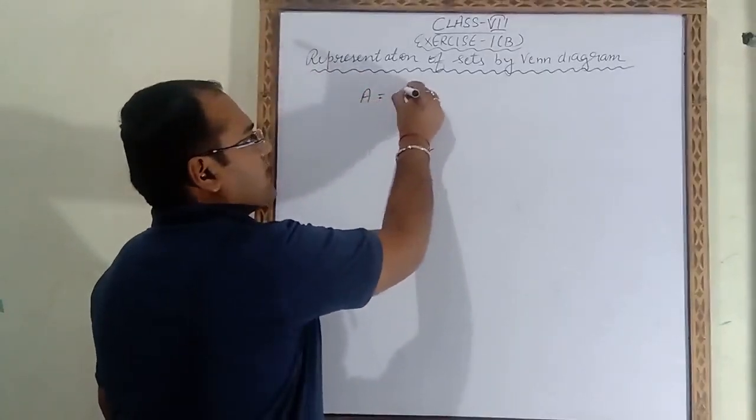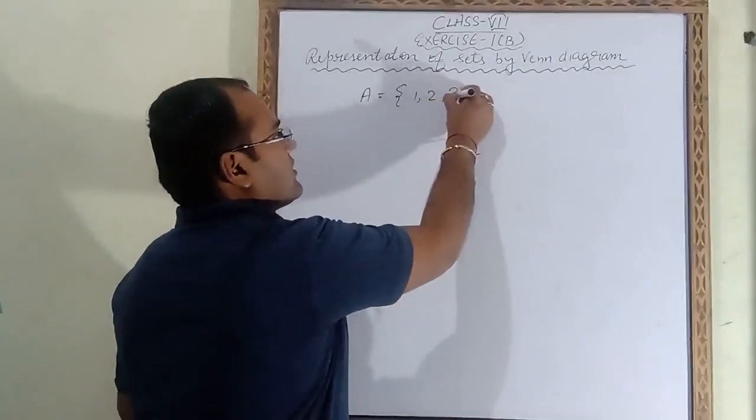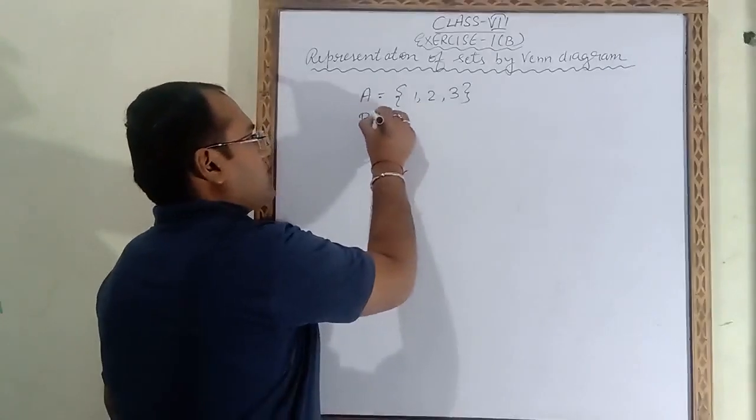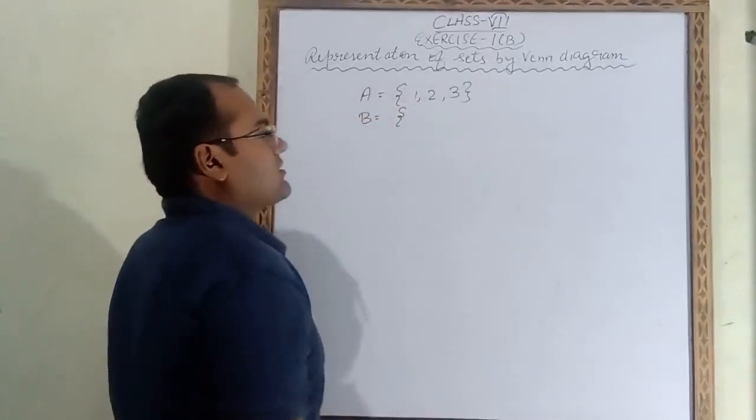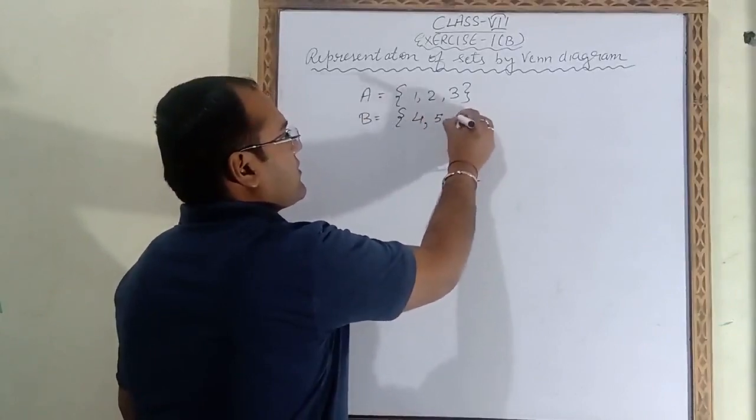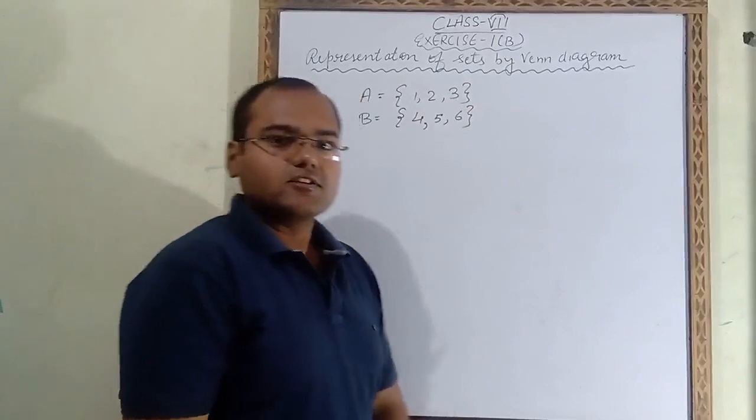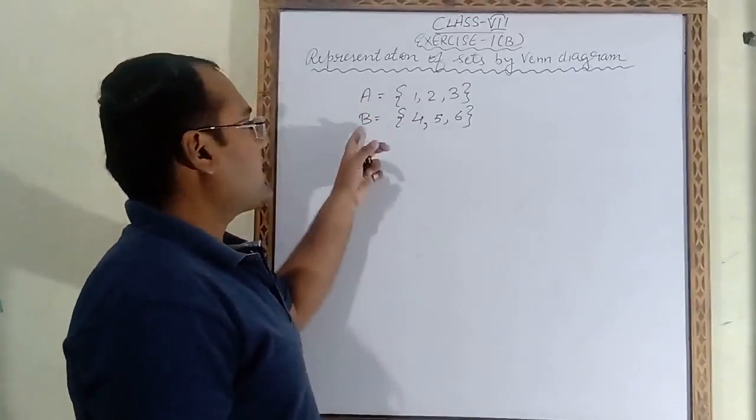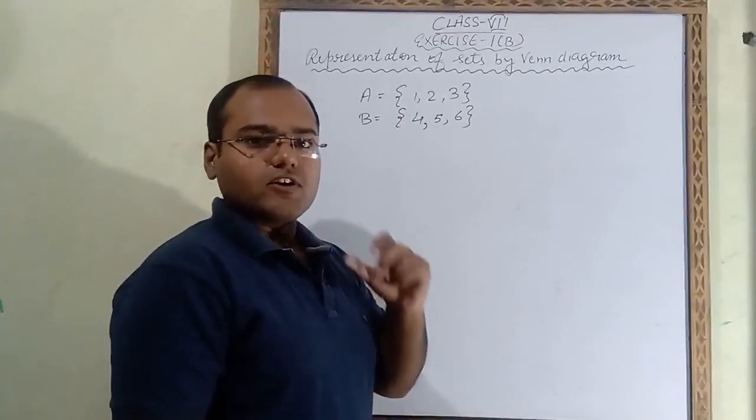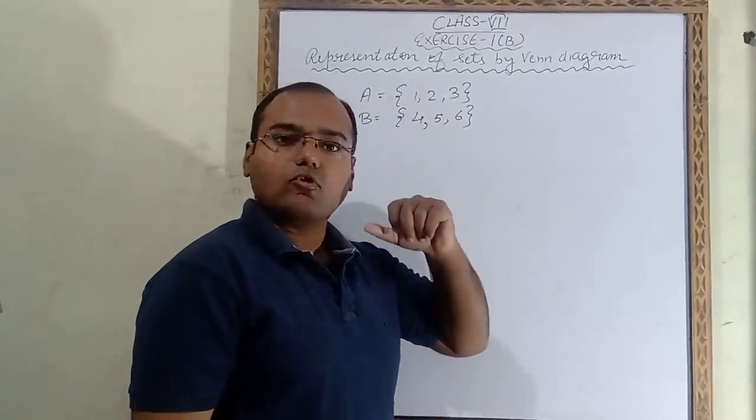The first set is set A. In this set, the elements 1, 2 and 3 are given. Another set is set B. In this set, these three elements 4, 5 and 6 are given. So in order to represent these two sets in the same Venn diagram, first of all you have to check which elements are common in both.